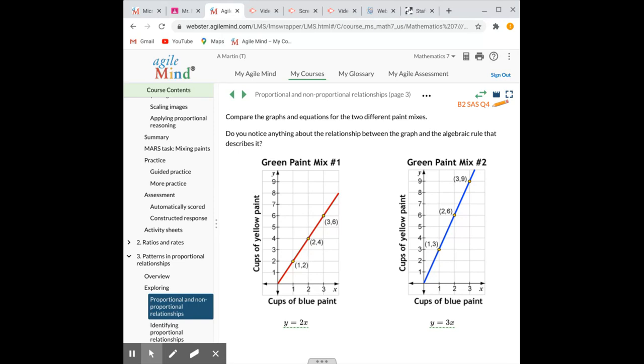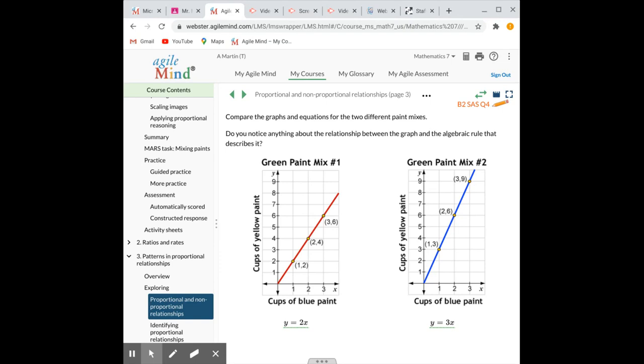All right. So Isamian's graph is showing that for every cup of blue paint, there are 3 times the amount of yellow paint. Okay. So what do you notice about the relationship between the graph and the algebraic rule that describes it? Look at graph 1. What do you notice there?